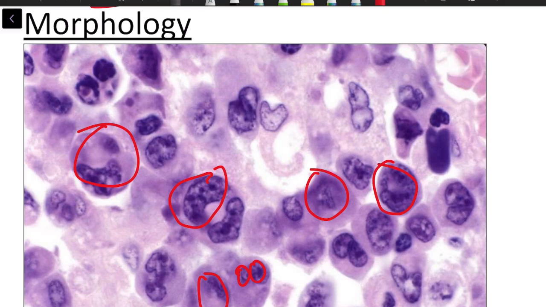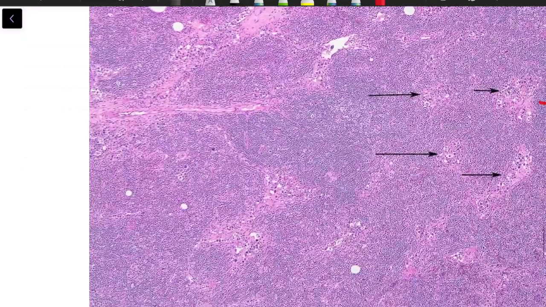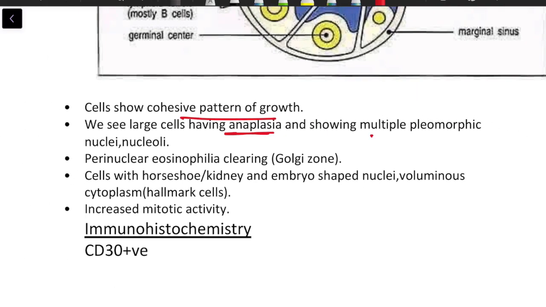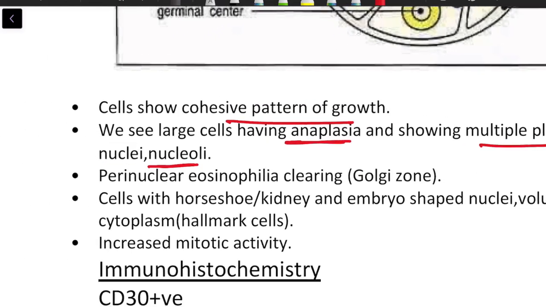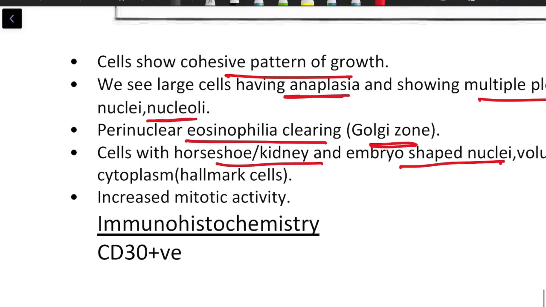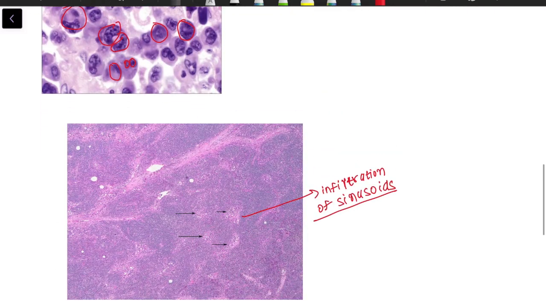Some nuclei are multi-lobed, some have one or two nuclei, some have three nuclei, some have one nucleus. So there is a huge amount of pleomorphism, and there is no differentiation also. That is why they have anaplasia and show multiple pleomorphic nuclei and nucleoli. Also, there is a perinuclear eosinophilic clearing, which is also called the Golgi zone, and cells present with horseshoe, kidney or embryo-shaped nuclei, and also have a voluminous cytoplasm. That is why it has been called anaplastic large cell lymphoma, because these cells are showing anaplasia and they are also very large. So these characteristic T cells of anaplastic large cell lymphoma are also called hallmark cells.